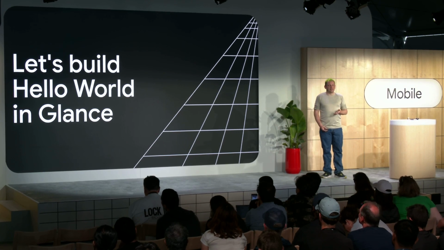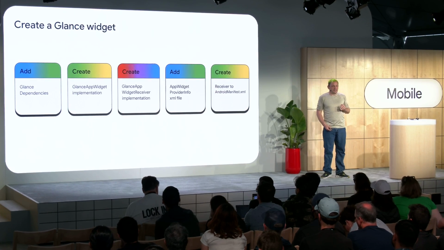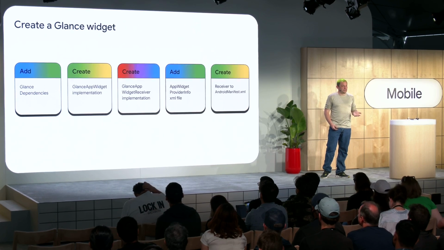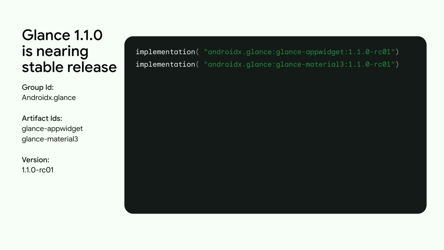Now that we know what Glance is and how it works with widgets, let's actually use Glance to build a widget. To do this, we need to add Glance to our project, extend the Glance app widget class, extend the Glance app widget receiver class, create an app widget provider info XML file, and reference all of these together in our Android manifest. The Glance dependencies are available in Google's Maven repository and can be included by adding them to your application's build.gradle file. For this project, we are using the release candidate version 1.1.0. We will include Glance app widget and Glance material 3 modules.